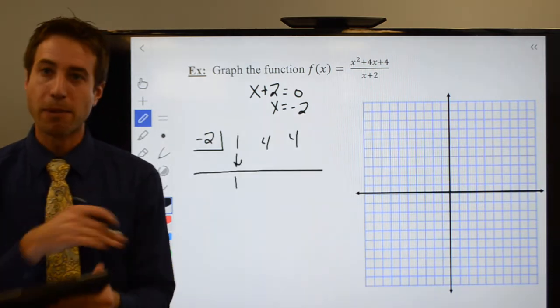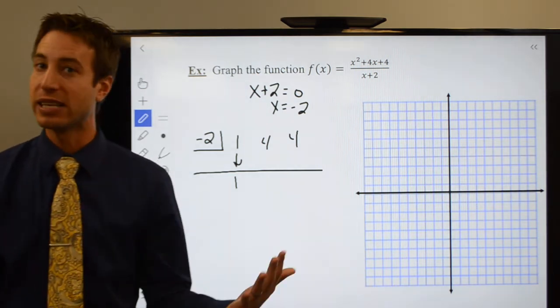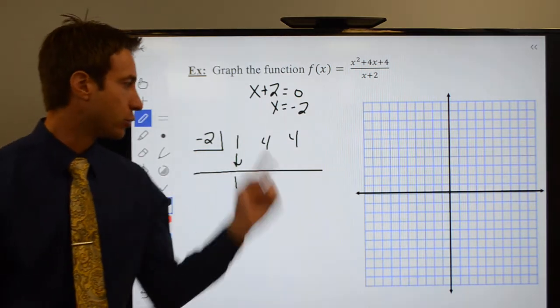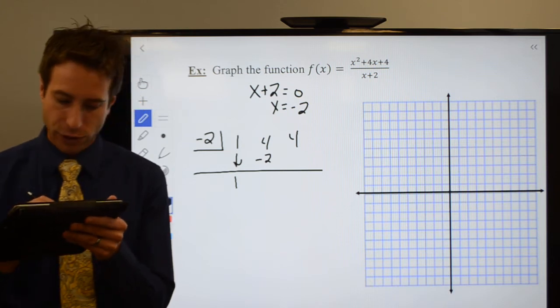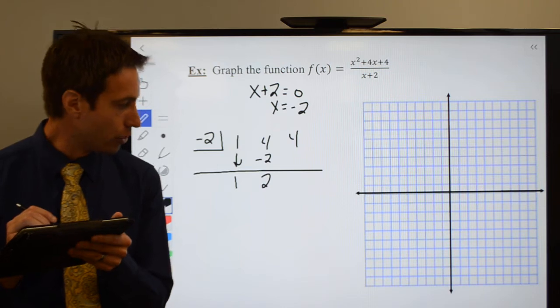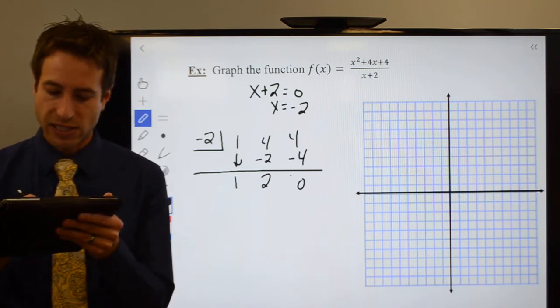Bring down that first number. Multiply and add until you run out of numbers. Remember, you don't need the remainder. We don't care. You just want the quotient without the remainder. Negative 2 times 1 is a minus 2. Add them up. 4 plus a negative 2 is 2. Negative 2 times 2 is a minus 4. I wind up with a remainder of 0.